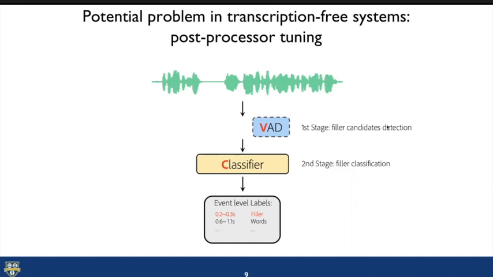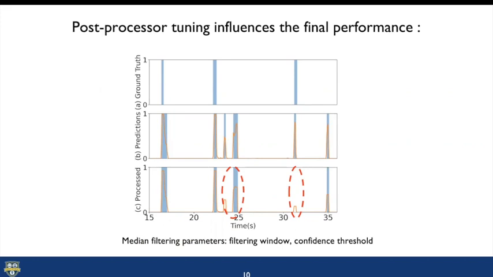In the second stage, filler classification, it's usually a frame-wise classifier predicting frame-wise labels on whether it's filler or not. And it usually involves a post-processing step that uses median filtering or Viterbi decoding to turn these frame-wise predictions into event level. And the post-processor parameter tuning could influence the final performance. Here we show a concrete example. After the post-processing step, we miss one true positive and still have two false positives here.